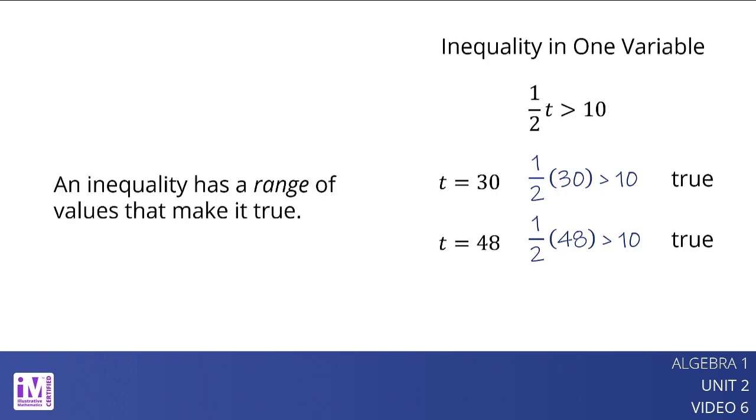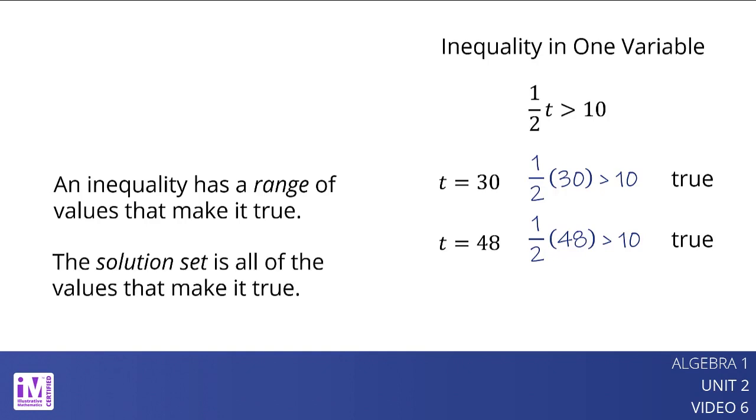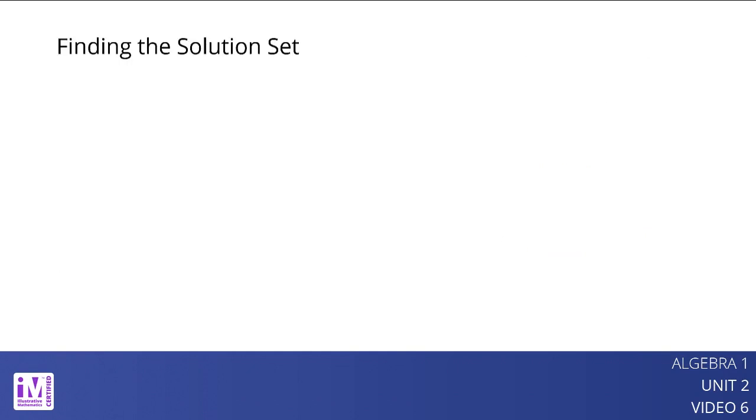An inequality has a range of values that make it true. The solution set is all the values that make the inequality true. One way to find the solution set to an inequality is by reasoning. For example, to find the solutions to 2p is less than 8, we can reason that if 2 times a value is less than 8, then that value must be less than 4. So a solution to 2p is less than 8 is any value of p that is less than 4.